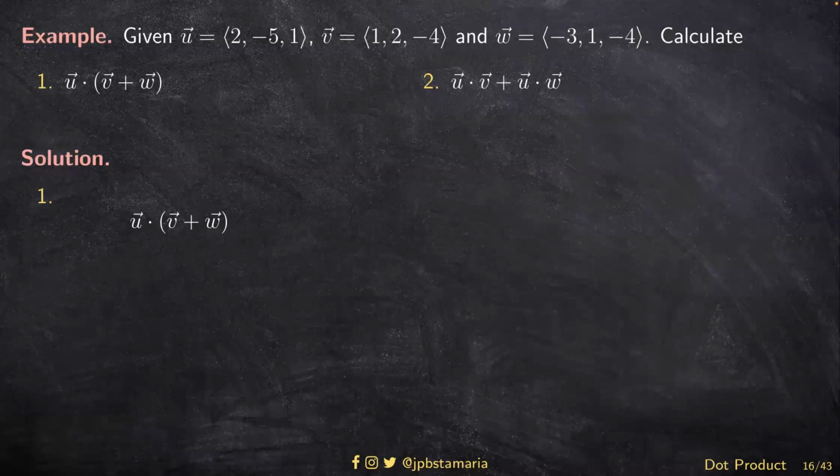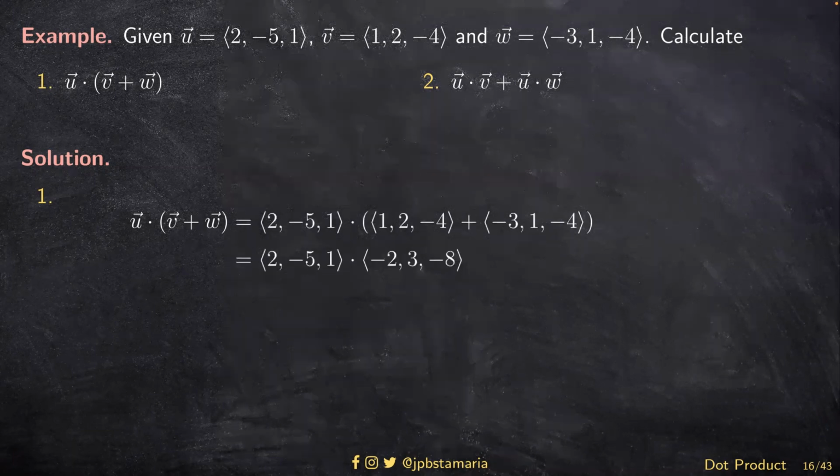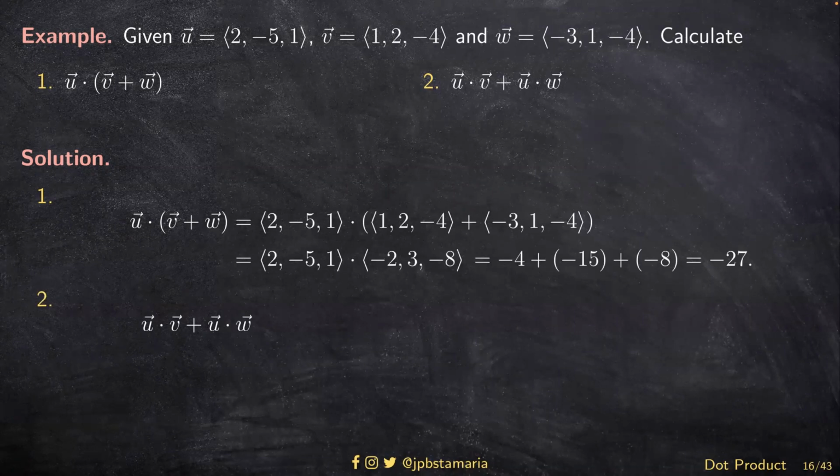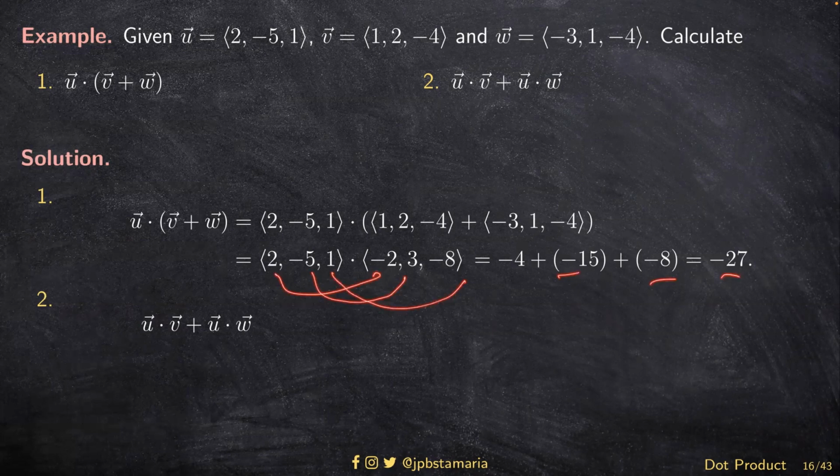Oh, let's put this into practice. Let's say you're given the following vectors or data, u, v, and w. So you're going to calculate the dot of u with the sum of v plus w. So ang gagawin nyo, i-add nyo muna yung v and w together. So when they are added together, it gives you -2, 3, and -8. So when you take the dot, anong dot? -4, -15, and -8. So that's -27. Tama ba? I think so.